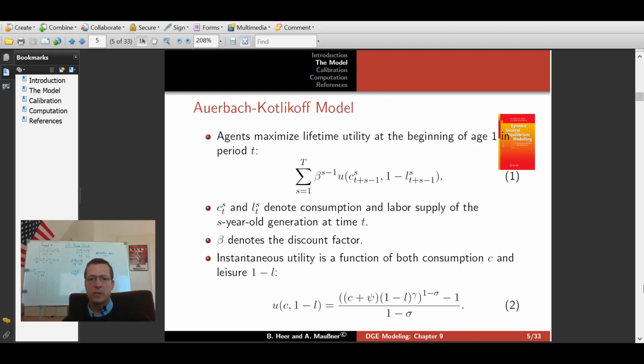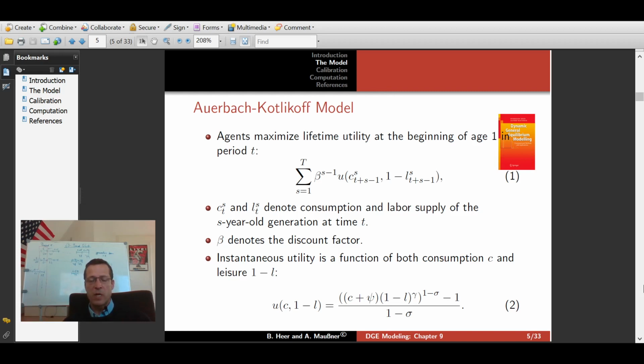C_s,t and L_s,t denote consumption and labor supply of the s-year-old generation at time t, and we assume a simple instantaneous utility function. In fact, we use a Cobb-Douglas function, (C times (1 minus L) to the power gamma) to the power 1 minus sigma, minus 1, over 1 minus sigma. So we got to know this utility function before. It's a Cobb-Douglas case. It's, as we will see, a very convenient instantaneous utility function, because it helps us to compute the labor supply in a very straightforward way.